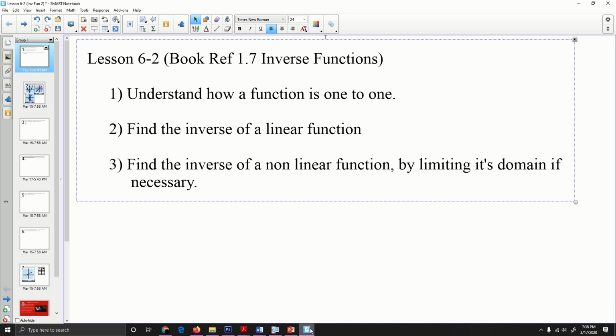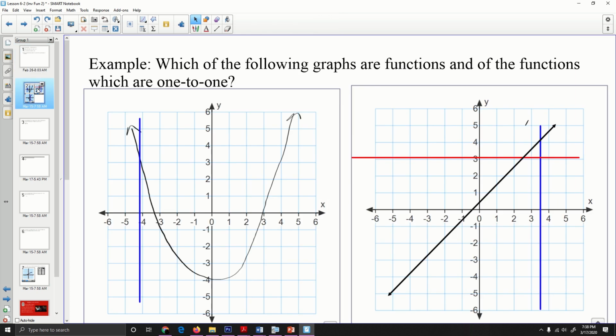Today we're going to continue to talk about how functions are one-to-one, and we're going to do that via an algebraic method, whereas we did kind of the eyeball method in the last lesson. And we're going to find inverses again, and we're going to discuss the shape of those things. And we're also going to find the inverse of a non-linear function, limiting its domain if necessary. So just a little bit of quick review here.